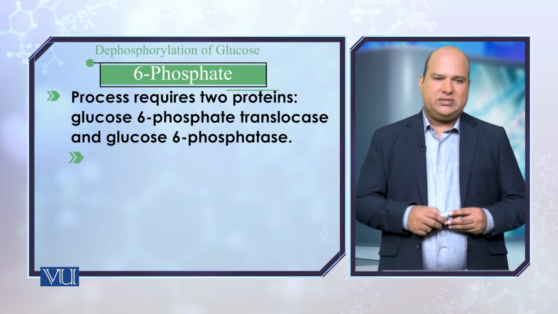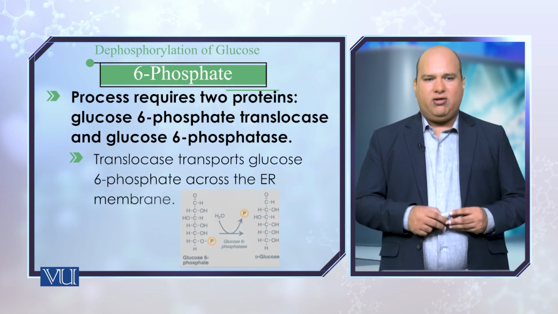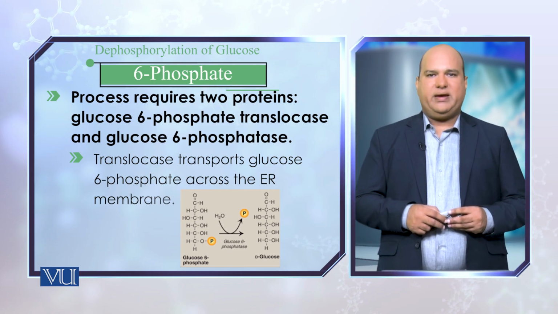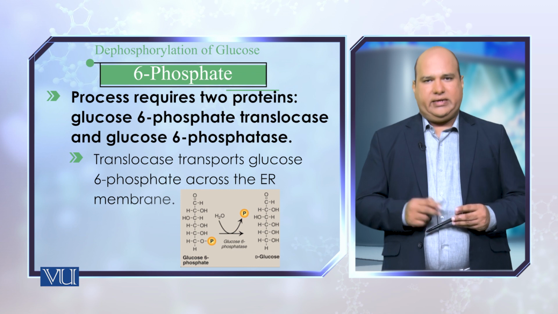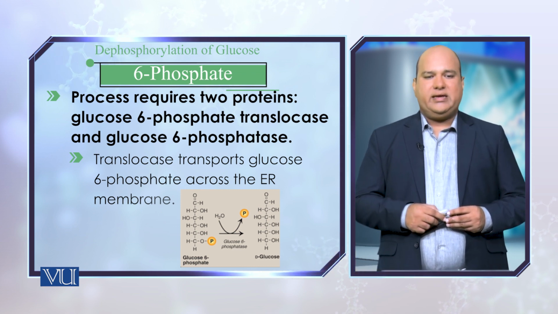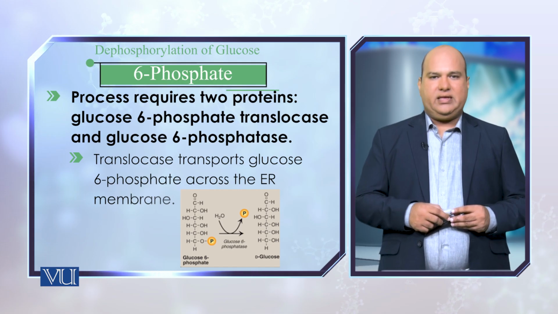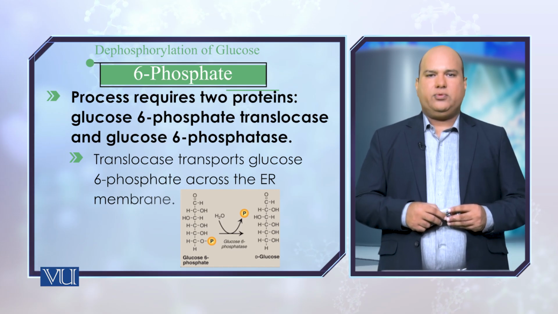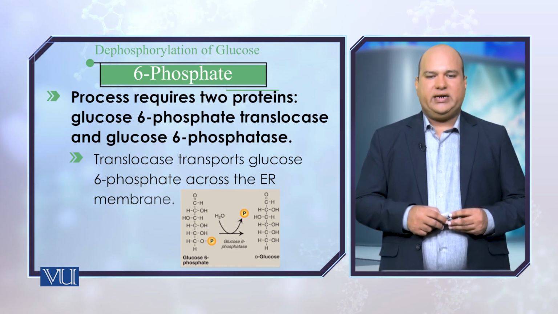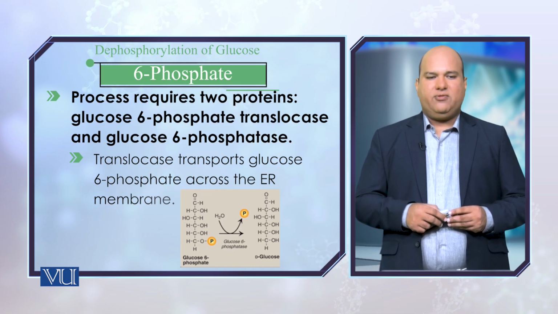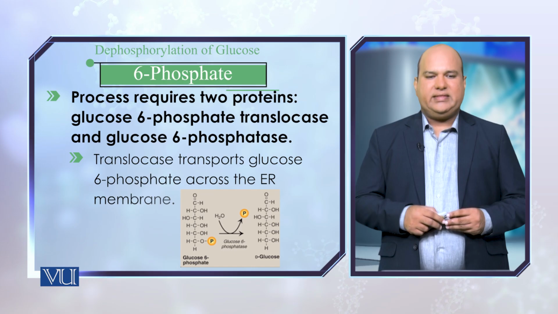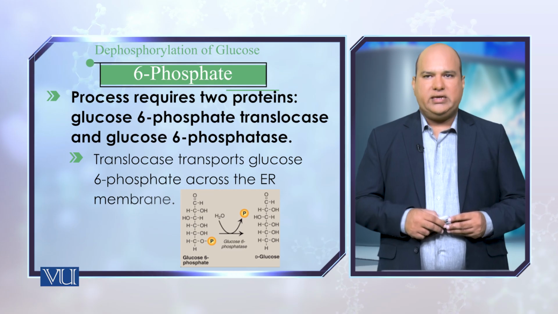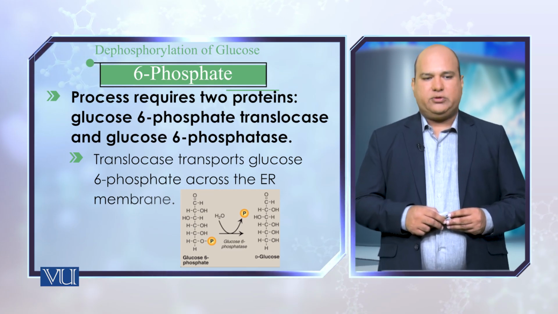As their name shows, the translocase will be involved in the transportation of glucose 6 phosphate across the endoplasmic reticulum membrane, while the phosphatase removes the phosphate from the glucose 6 phosphate moiety and you get glucose. Once you get the glucose, then glucose transporters, that is GLUTs, move glucose from the cytosol into the blood.